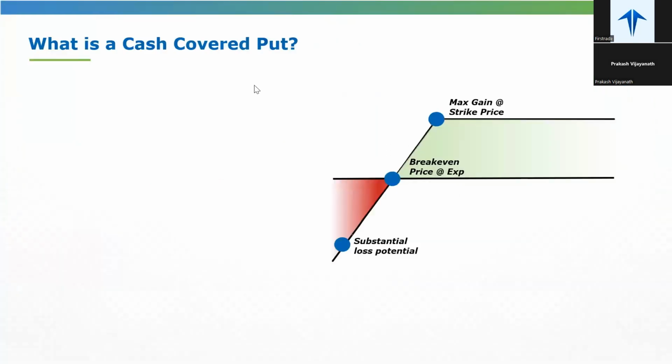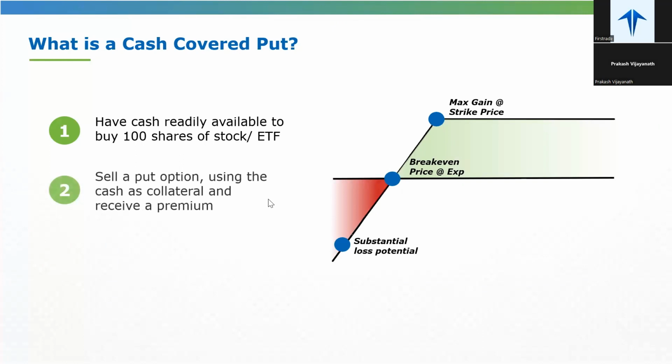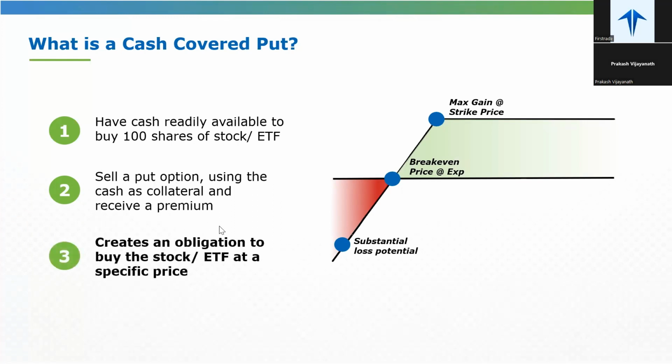So what is a cash covered put or cash secured put? Well, this strategy does require one prerequisite, and that is to have cash readily available to purchase 100 shares of that stock or an ETF that you wish to own. That's the most important thing. It's a stock or an ETF that you wish to own for the long term. From there, you sell a put option, you use that cash as collateral, and by selling a put option, you also receive premium. This creates an obligation to purchase the stock or ETF at a specific price or the strike price.